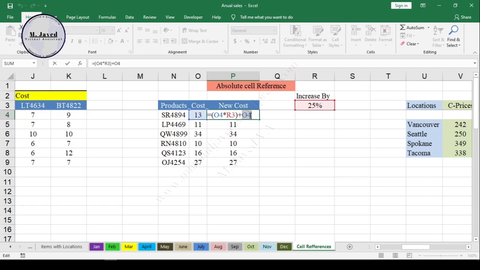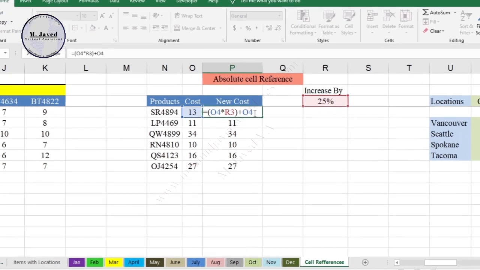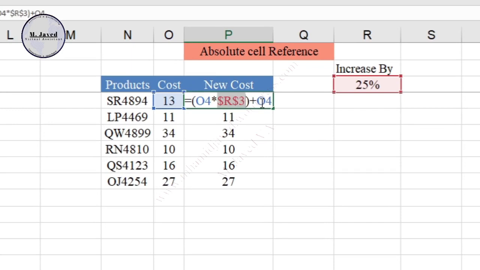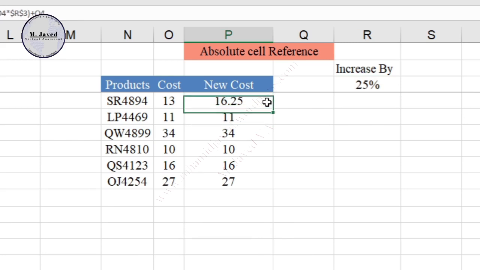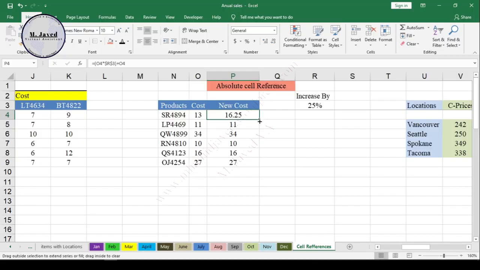So either rewrite your formula by deleting it, or just press F2 or double click to edit the formula. And what we need to do here is to just turn the R3 cell reference from relative to absolute by pressing either the F4 key or by just manually adding the dollar signs. Now hit enter and drag your formula down. This time you can see that it has calculated the values accurately.